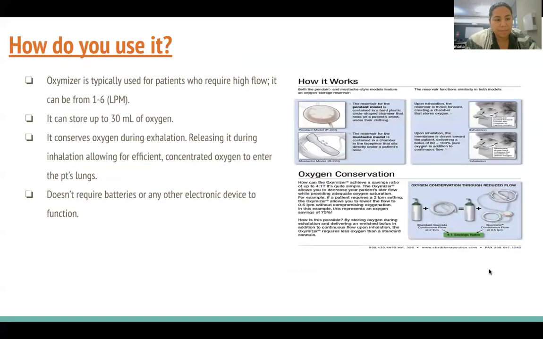Next. How do you use it? It's typically used for patients who require high flow. It can be from 1 to 6 LPM. It can store up to 30 mLs of oxygen. It conserves oxygen during exhalation, releasing it during inhalation, allowing for efficient concentration of oxygen to enter the patient's lungs. It doesn't require any battery or any electronic device to function.